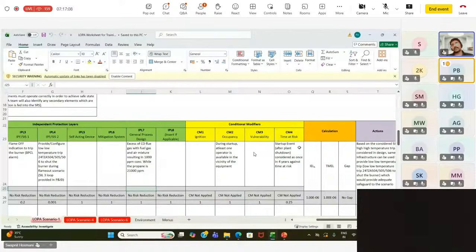Now, the time at risk. As I said, this is a conditional modifier because this event is not happening day in, day out. It is happening only during startup, because this is a startup heater. So here I'm saying the startup event after plant shutdown is considered as once in 4 years. Time at risk means that if the operator is present here, he is required only once in 4 years. That means 1 divided by 4 is 0.25 of the time, not the full 100% of the time. So the time at risk is considered as a fraction of 1 by 4, which is 0.25. Fine.